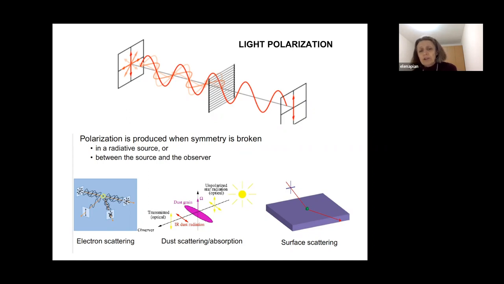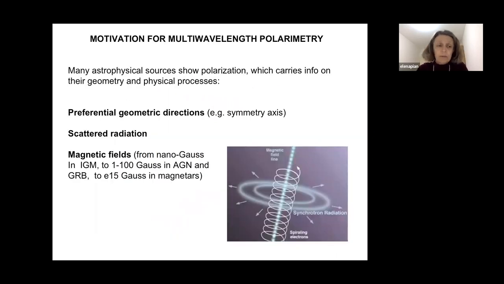This polarization can therefore be considered as a breaking of symmetry produced in a radiative source, as we will see later, especially by magnetic field, or intrinsically, locally, or by some obstacle interposed between the source and the observer. You see various examples here of electron scattering, dust scattering and absorption, or surface scattering, all having the same final outcome of creating a preferential direction for the plane of propagation of light.